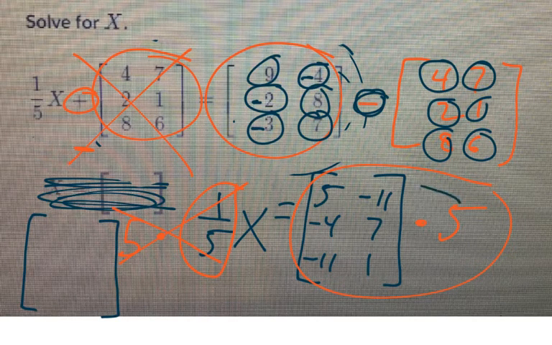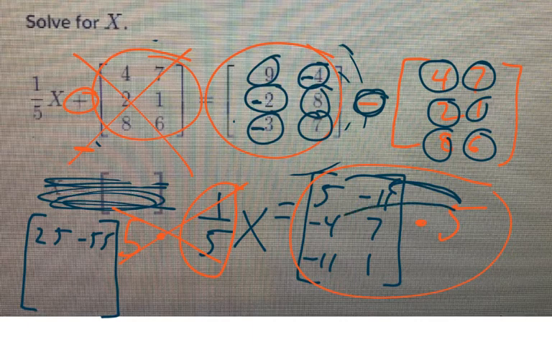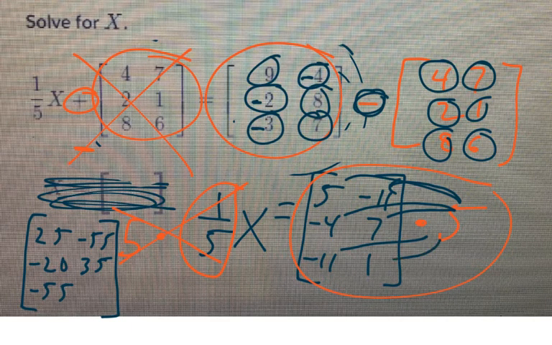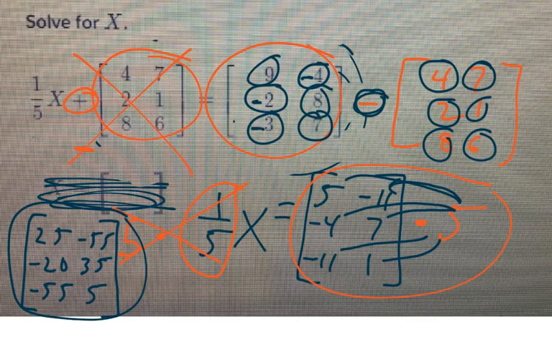Okay, 5 times 5 is 25. 5 times -11 is -55. 5 times -4 is -20. 5 times 7 is 35. If you really have to use your calculator, by the way, guys, go ahead. 5 times -11 is -55. 5 times 1 is 5. That is matrix X. Ooh, scary and mysterious, right?